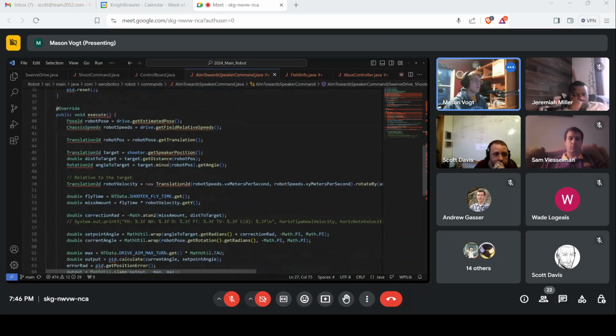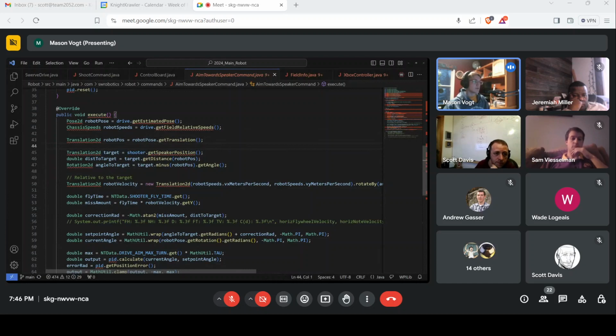So on execute, first it needs to figure out where the robot is. So that's just getting our estimated pose and how fast it's currently moving. From there, later on, we switch our chassis speed to a Translation2d, because then you can do vector math more easily. But that has an extra caveat. Then we also have our target position. The shooter's get speaker position changes for blue or red alliance, so it'll automatically reflect that.